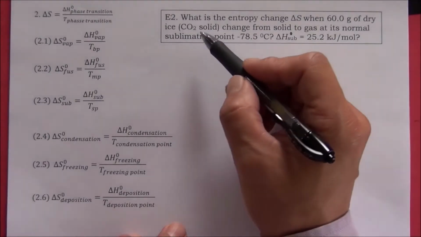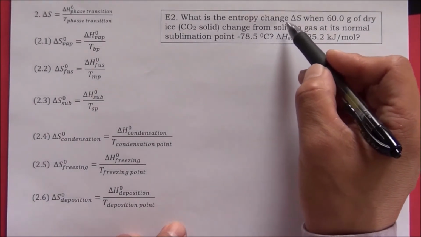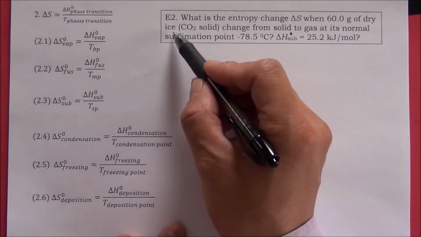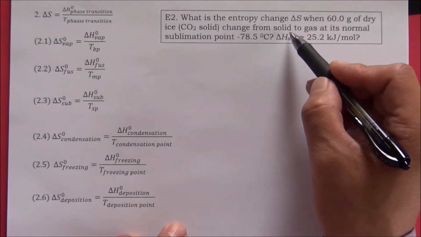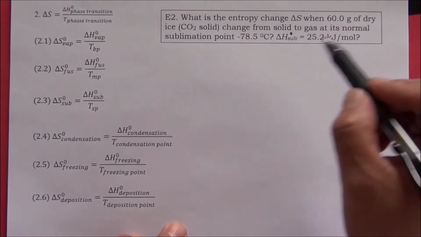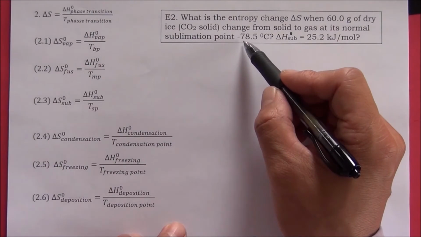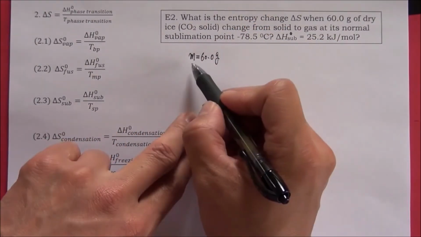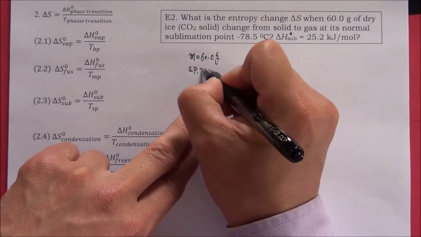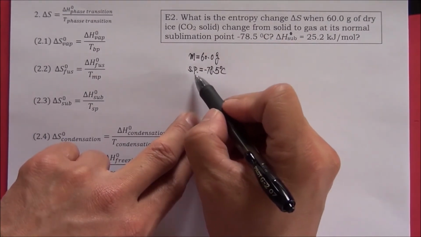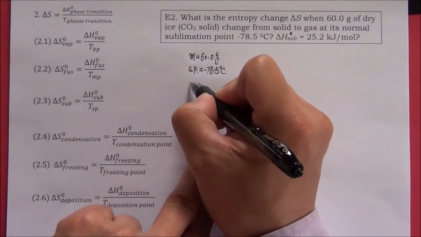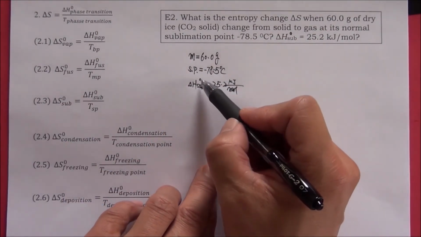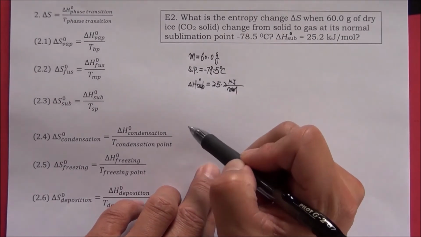Let's start now. What is the entropy change delta S when 60.0 gram of dry ice changes from solid to gas at its normal sublimation point, negative 78.5 degrees Celsius? This is the mass. This is the sublimation point. And this is the standard entropy of sublimation.